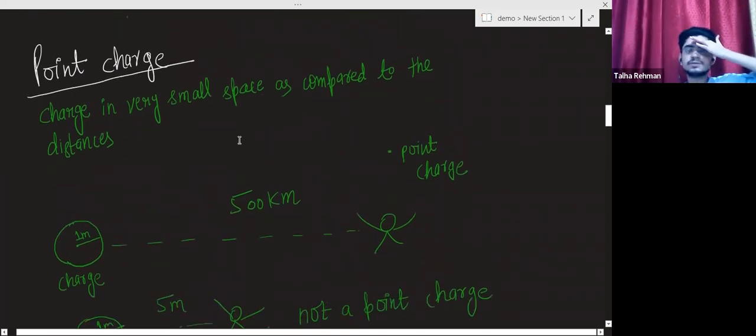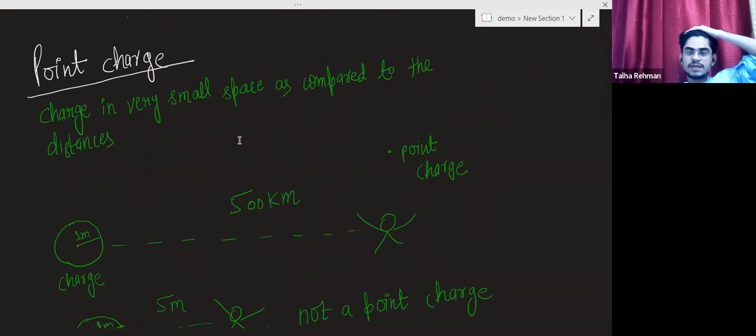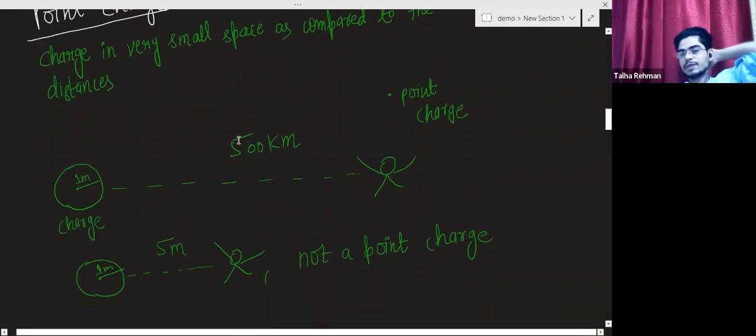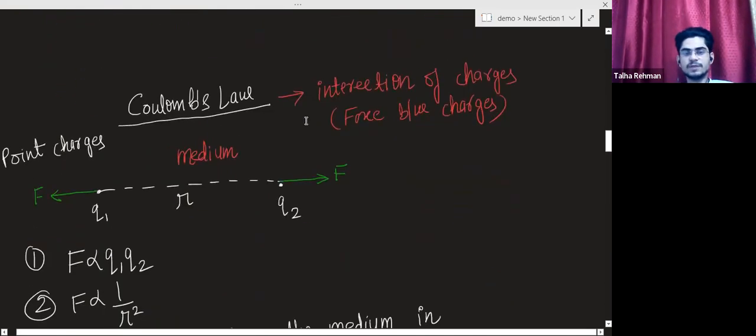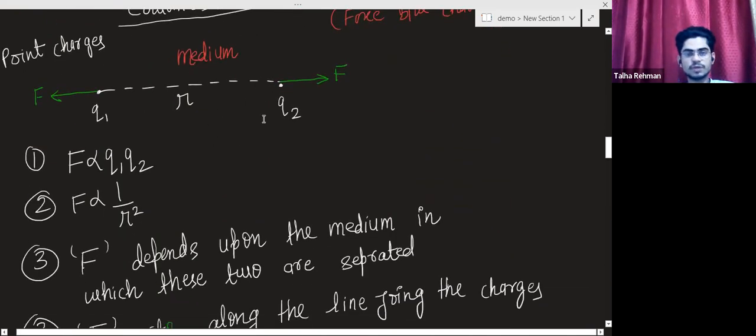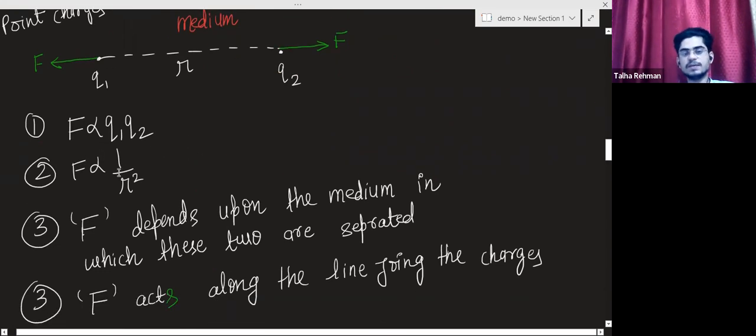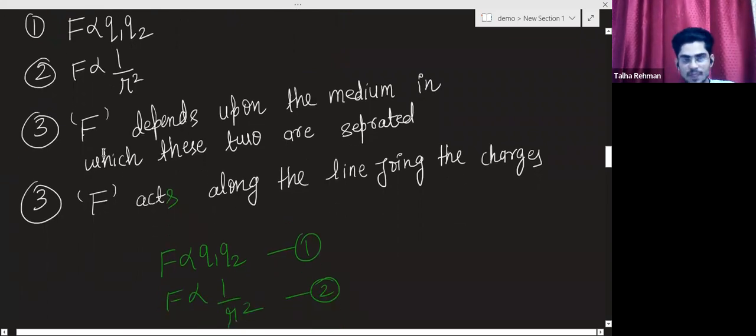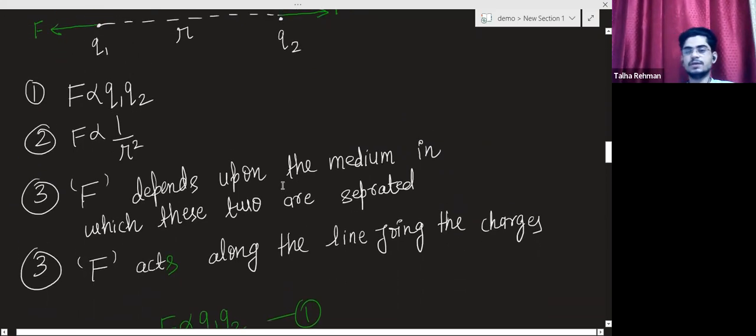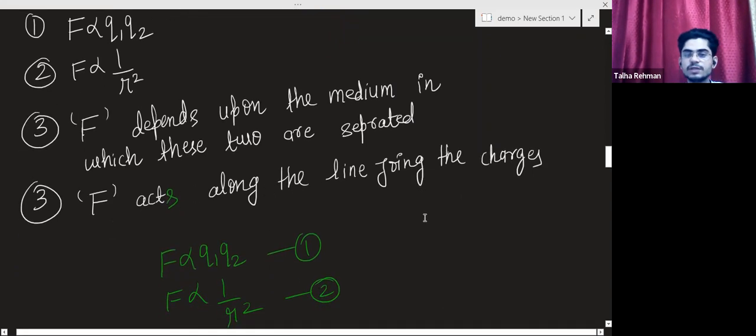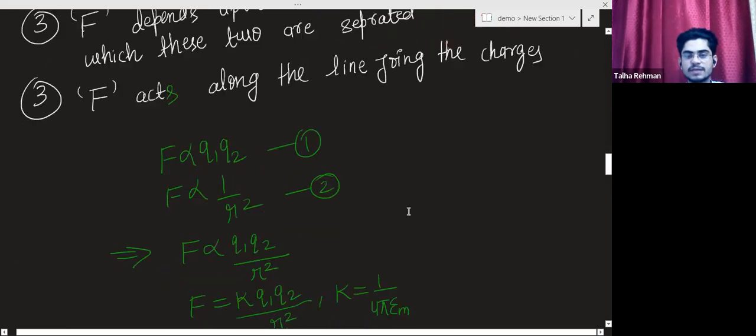We discussed what point charges are. Point charges do not have any fixed definition, but they depend on the distance from where we are watching. After that, I discussed Coulomb's law. It depends upon the product of the two charges and is inversely proportional to the distance. This force also depends on the medium. When you place the system in another medium, such as water, the force will change, and this force acts along the line joining the two charges. I have given the example also.